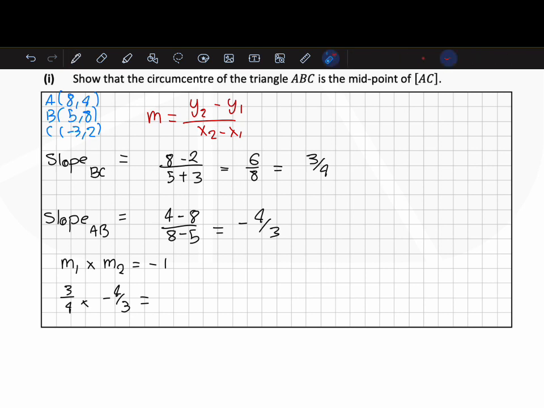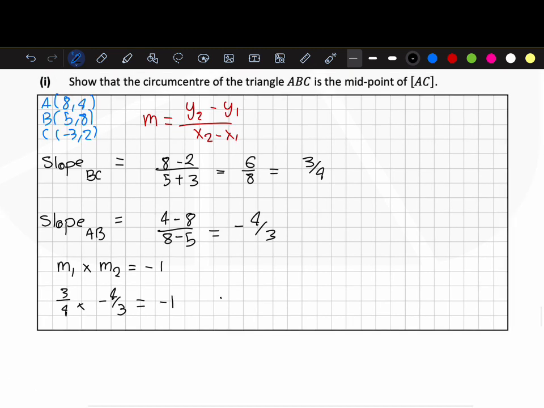So we'll multiply top by my bottom. So we'll have 3 by minus 4 gives you minus 12. 4 by 3 gives you 12. Minus 12 divided by 12 gives you minus 1. So this equals minus 1. Therefore, perpendicular. Therefore, circumcenter is on the line AC.